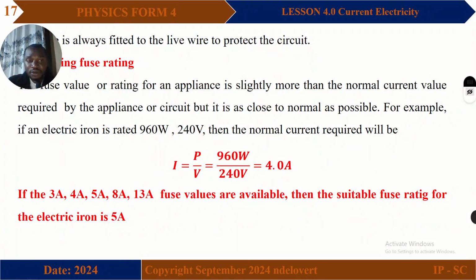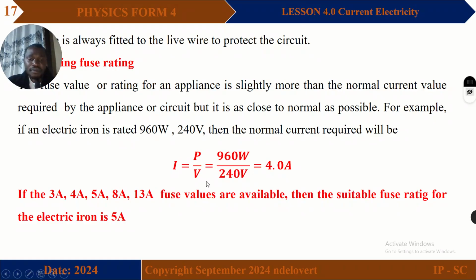Now, what will be the fuse? The fuse will be a value that is slightly above 4. For example, if you have different fuses like 3 amperes, 4 amperes, 5 amperes, 8 amperes, 13 amperes, you cannot use 13 amperes, it's too big. You cannot use 8 amperes, too big. 5 amperes you can use because it's slightly above 4. You cannot use exactly 4, because you will not be able to tell whether the current is high or not. It switches off when the current is more than normal.